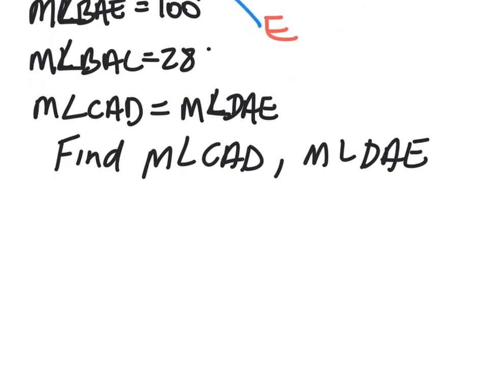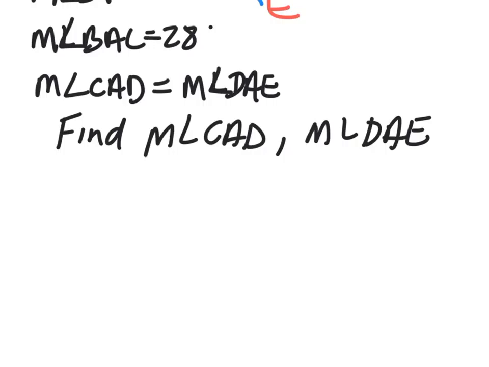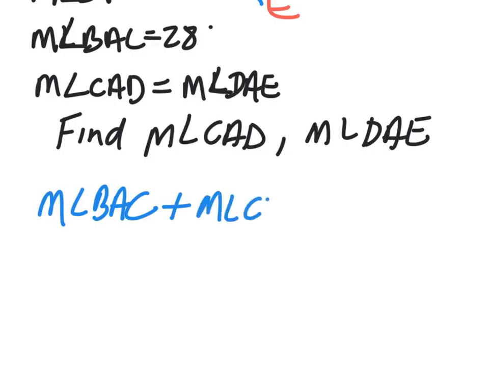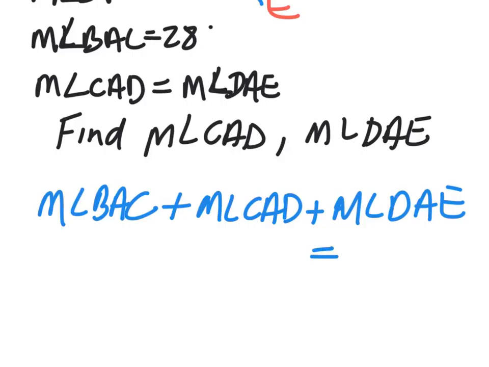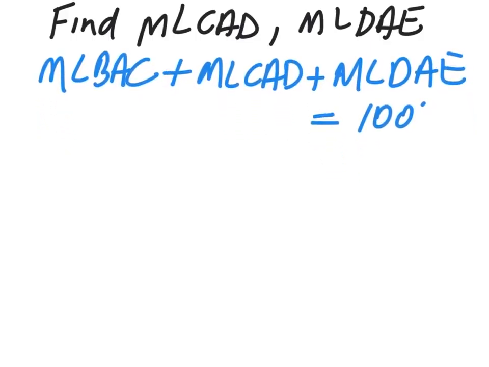Okay? So let's have a look. Firstly, we know that the measure of the angle BAC plus the measure of the angle CAD plus the measure of DAE, those three angles together give you 100 degrees. The way that this is written out is very important. So that's equal to 100.